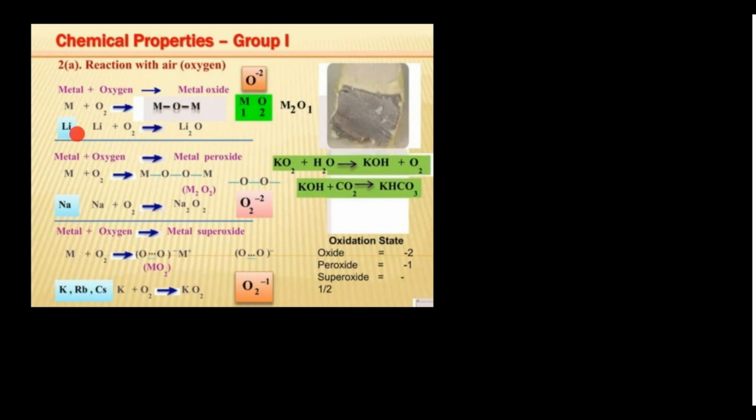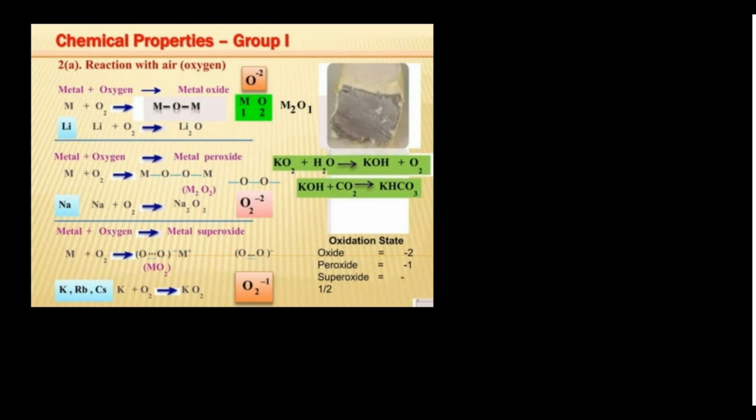Here I have taken lithium, so lithium reacts with oxygen and produces lithium oxide. It is a monoxide, please remember, it is a monoxide. So O 2 negative is there, it is simple lithium monoxide. But with the same reaction, when you react sodium with oxygen, it will form sodium peroxide.